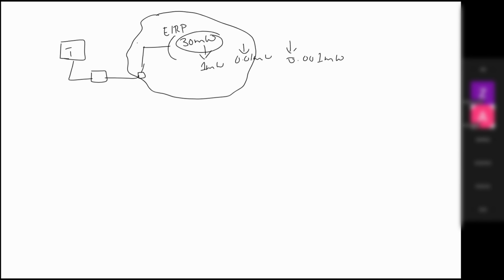Suppose there is an antenna that is going to send at 30 milliwatts. So the signal strength at the antenna, that is the EIRP, is 30 milliwatts. If the radiation is moving 1 foot away, then it is like 1 milliwatt. If a signal is measured here, that is 1 milliwatt. Question for you. How am I going to measure a signal strength here?